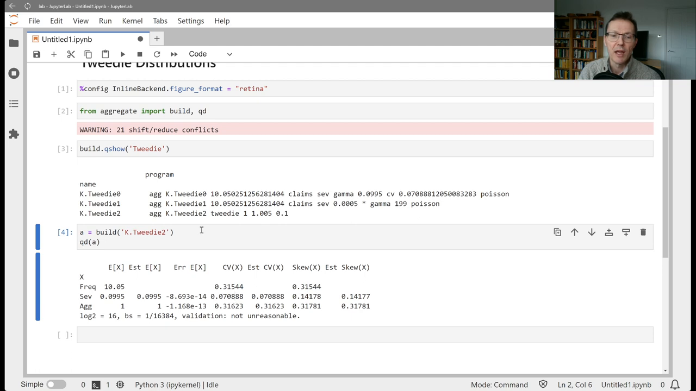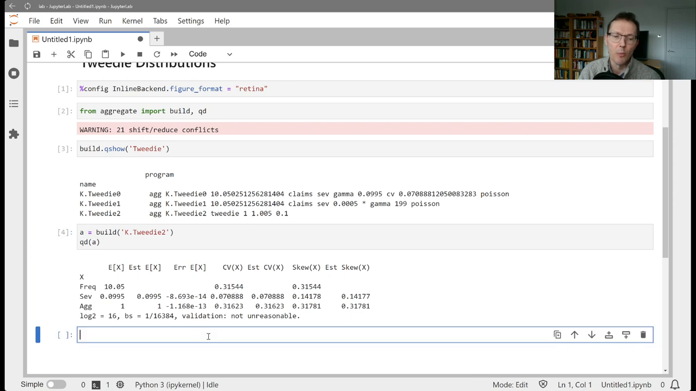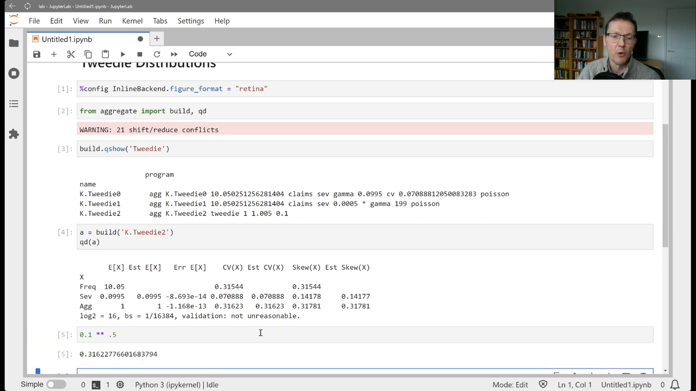And then the CV of the aggregate should be the dispersion, which is 0.1, times the mean, which is 1, raised to the power 1.005, which is going to equal 0.1. And because the mean is 1, the CV should actually be the square root of 0.1, which is 0.31623, which is what we're seeing here. So this is validating it. It's passing the validation tests.